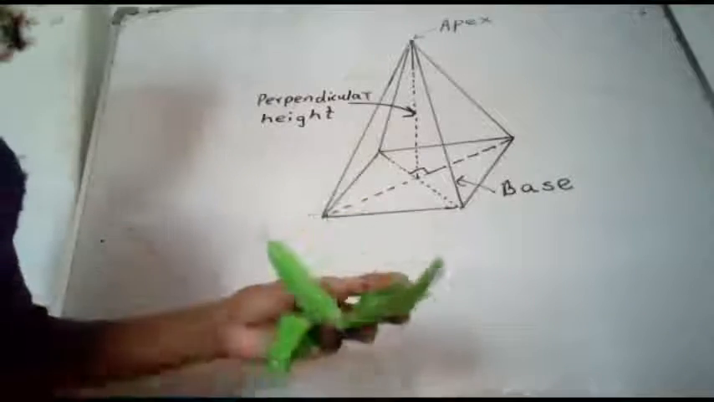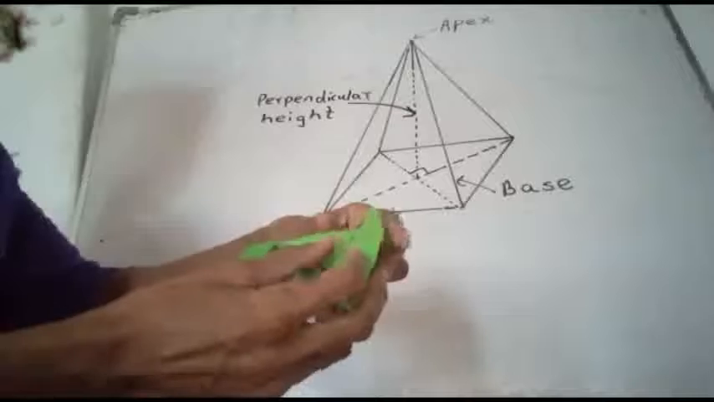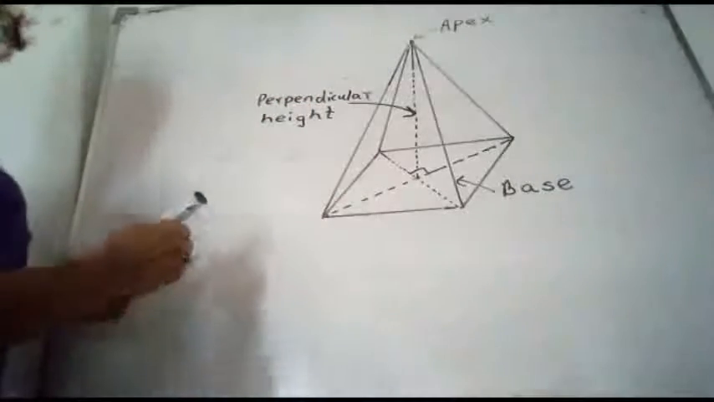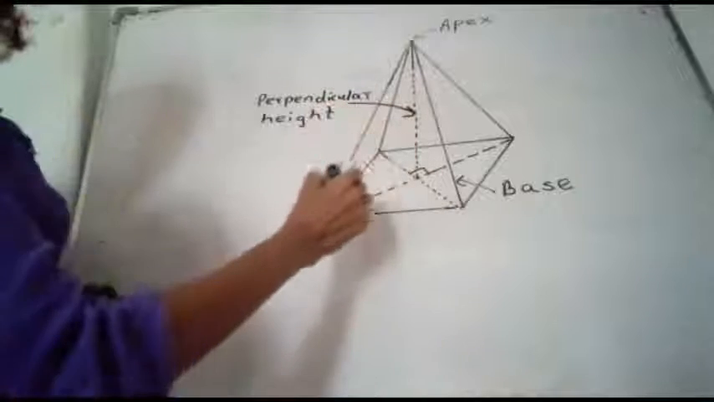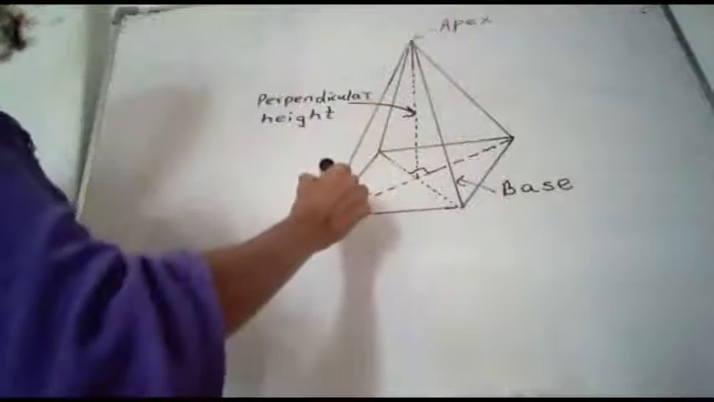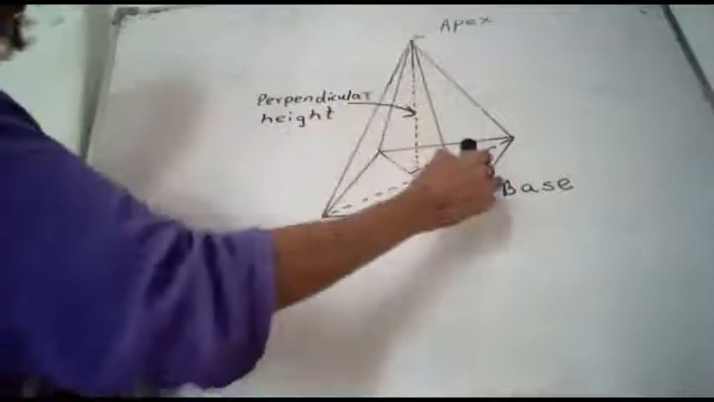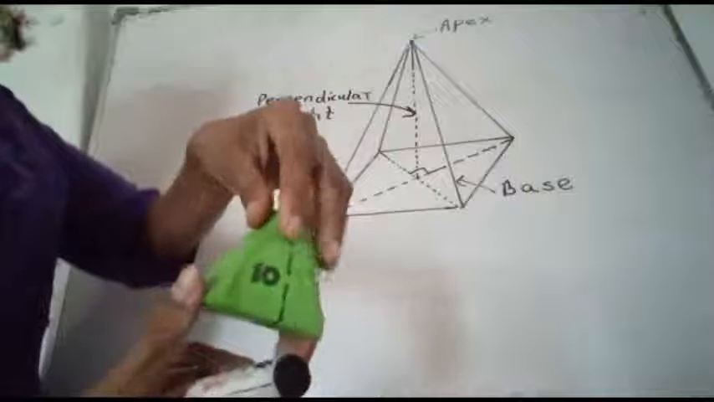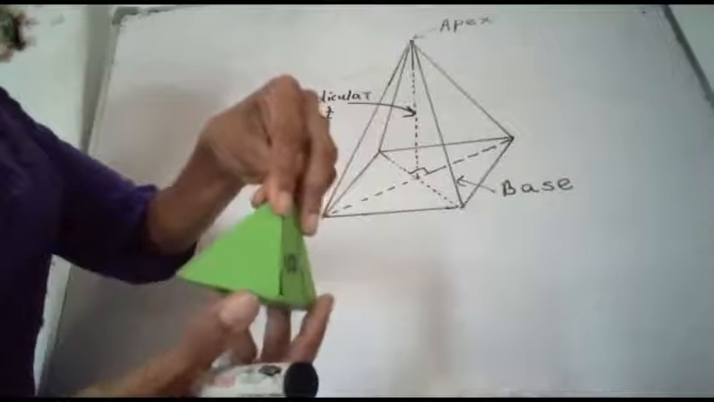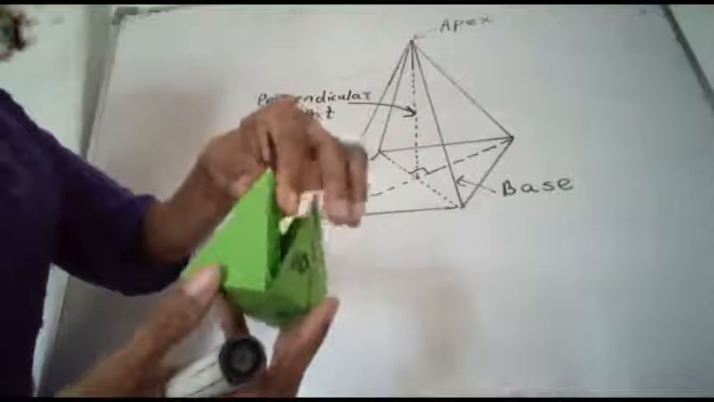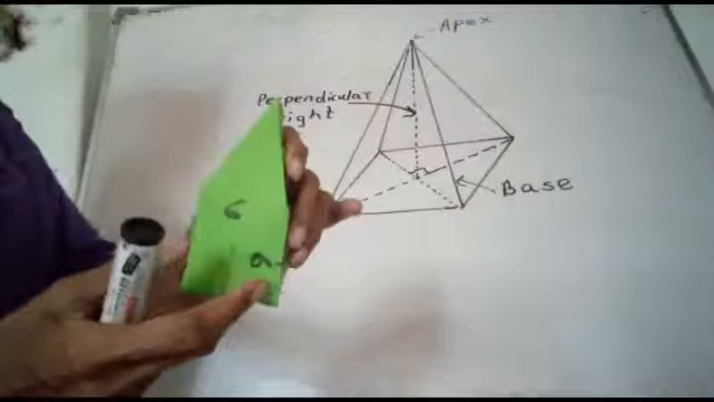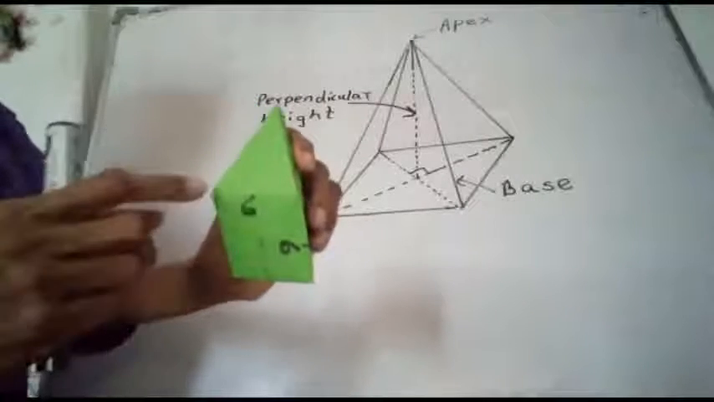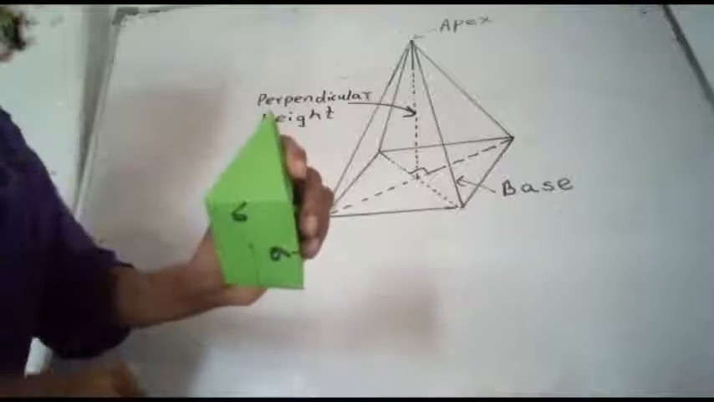The square base right pyramid has four triangular faces. This is one triangular surface. One, two. Four triangular faces. All these four faces are equal in area and they are congruent. These two sides are equal in length. Sometimes all these three sides are equal in length and these three angles are equal in magnitude.